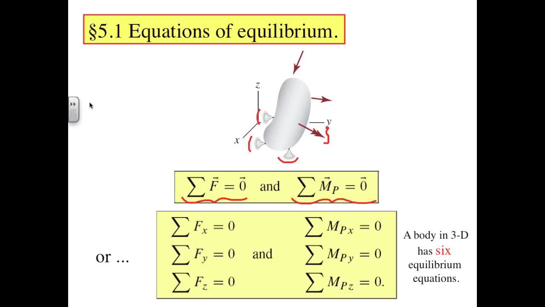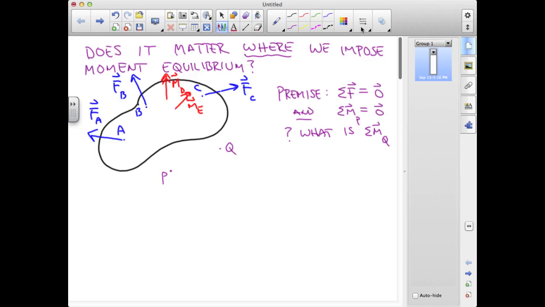To see this, consider the following two-dimensional problem where a body subjected to an arbitrary combination of forces and moments satisfies force equilibrium as well as moment equilibrium about point P. The question then becomes, what is moment equilibrium about a second arbitrary point Q? It will be easier to answer this question if we establish first some relative position vectors between points P and Q and the forces of interest.